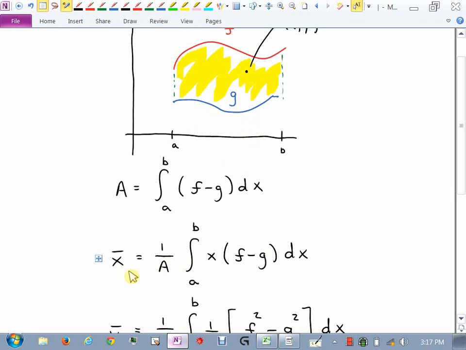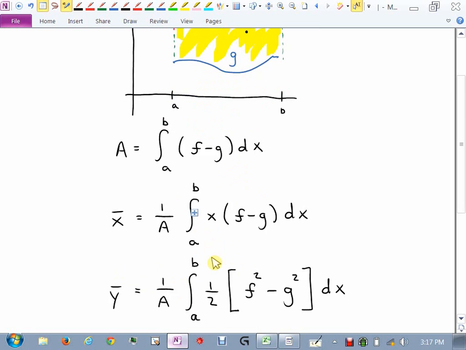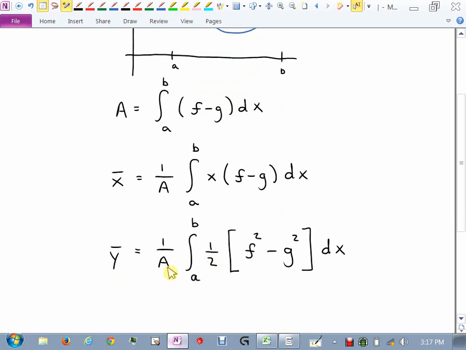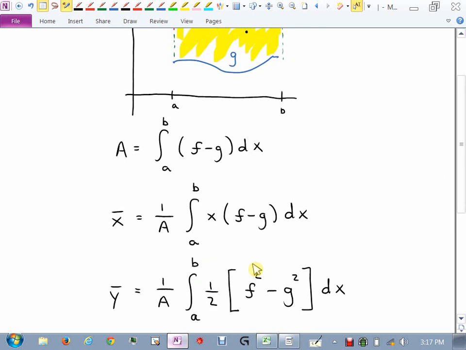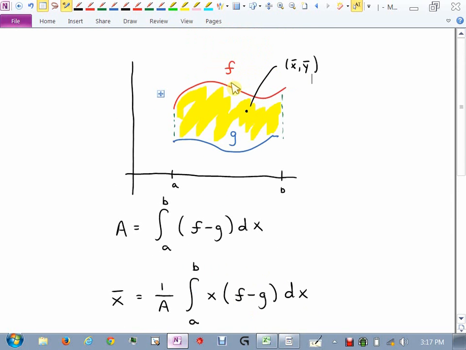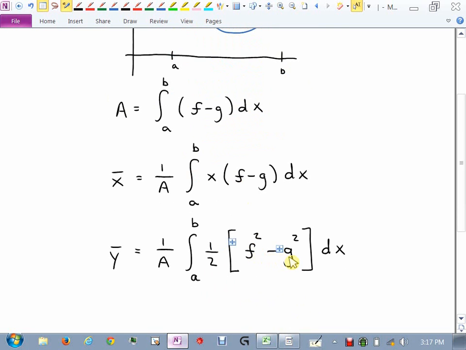Now your x bar is going to be 1 over that area, integral a to b, and then it's x, and then times the difference of the 2 functions. So same thing as this, but just throw an x in front. And then on your y bar, 1 over area, 1/2, and then it's your f function, whatever that top one is, square it first, then subtract from it the g squared.